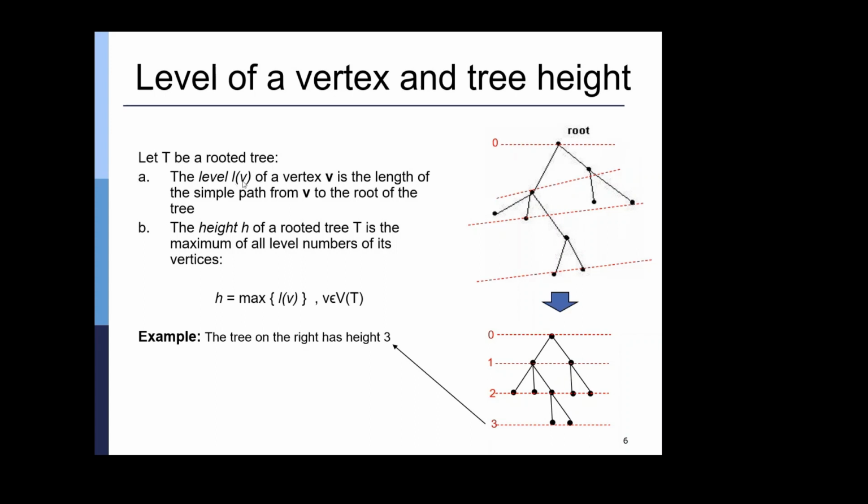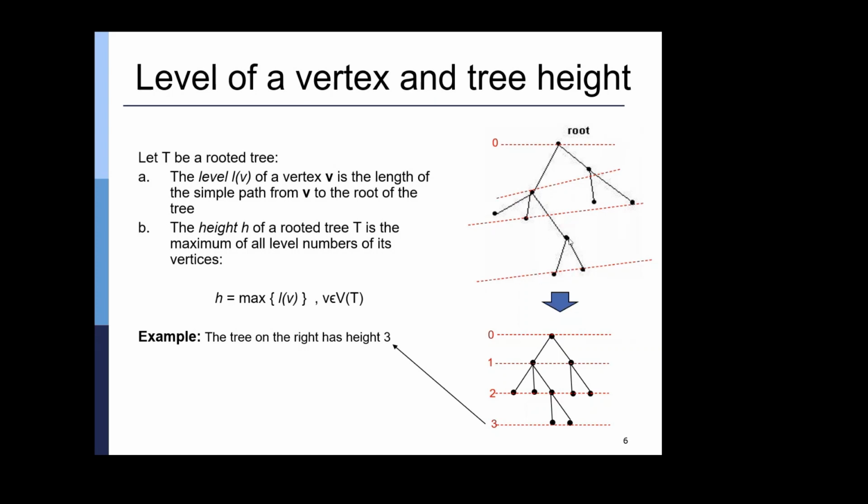The level of vertex V is the length of the simple path from V to the root of the tree. So you see, this one is level 1. We count from the root. The root is considered level 0. So here is level 1 from the root, level 2 from the root, and level 3 from the root.